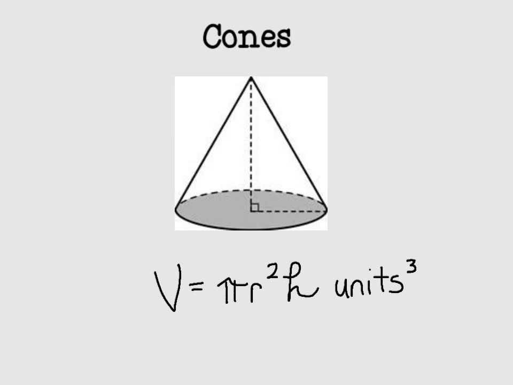The next figure that we will work with is the cone. Notice that the base of a cone is circular. The base of a cone is in the shape of a circle. The formula for the volume of a cone is volume equals pi times r squared times h divided by 3. And of course, again, it's in units cubed.